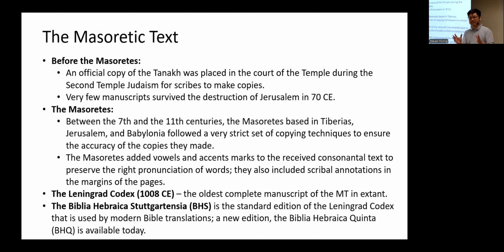Now, what is the earliest complete Masoretic text that we have? That is the Leningrad Codex, 1008. All right. This is the most complete, earliest complete Hebrew Bible that we have. Every book is here in the Leningrad Codex, the oldest complete manuscript of the Masoretic text in existence.